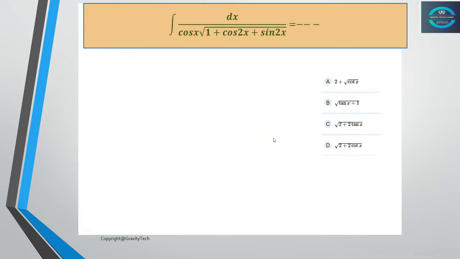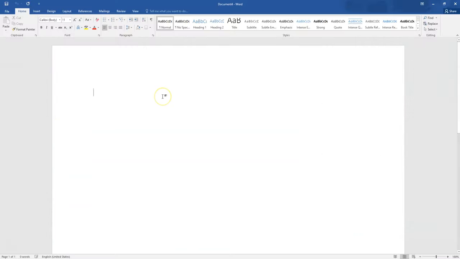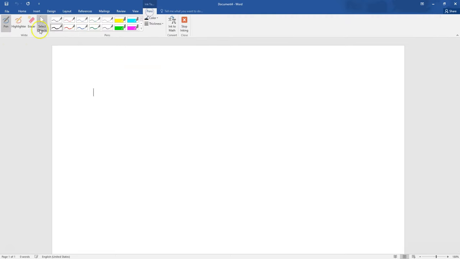Now what is the next question? The next question is 1 upon cos x under root 1 plus cos of 2x plus sin of 2x. Now how to solve this? This is again a kind of easy example, right? Let's see. So the question is, let me select the pen.